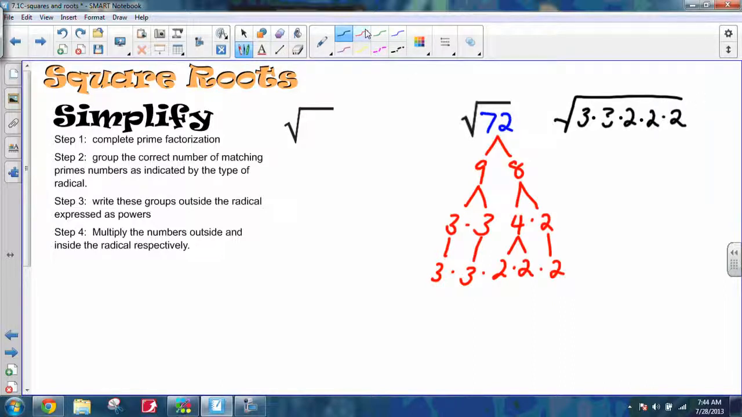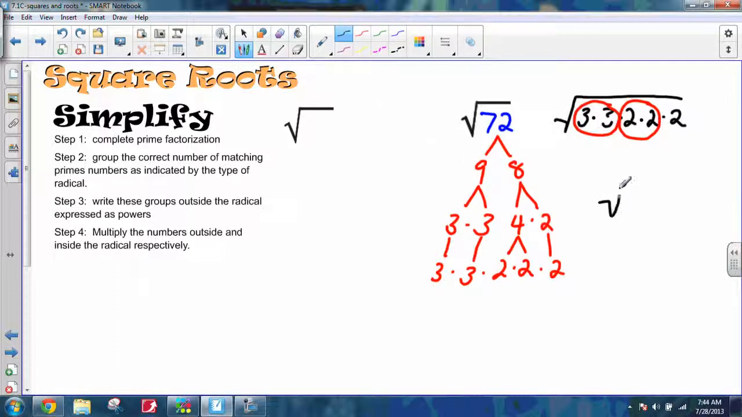Now, step number 2 says we need to group according to the radical. We need to find the correct number of matching prime numbers as indicated by the type of radical. So we see, hey, there's one group of 3 here, and there's another group here, which is a group of 2. So that's all the groups I can make.